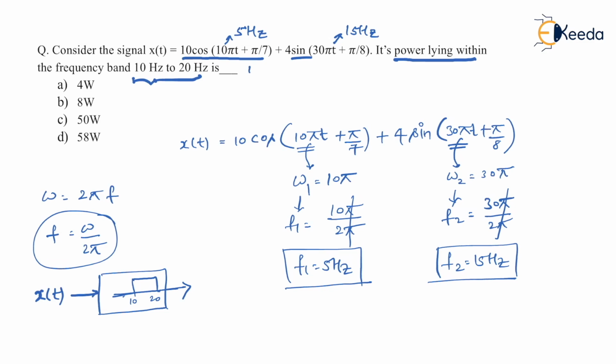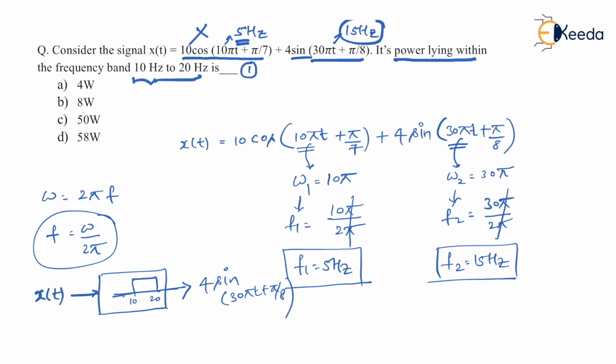That's the reason why the first component, having a frequency of 5 hertz, is not lying between the band. Therefore, the first component is rejected. If you see the second component, it has a frequency equal to 15 hertz, and it is lying within the allowed frequency band between 10 to 20. Therefore I'll get the output as the second component, which is 4 sine of 30 pi t plus pi by 8. I hope you got my point.